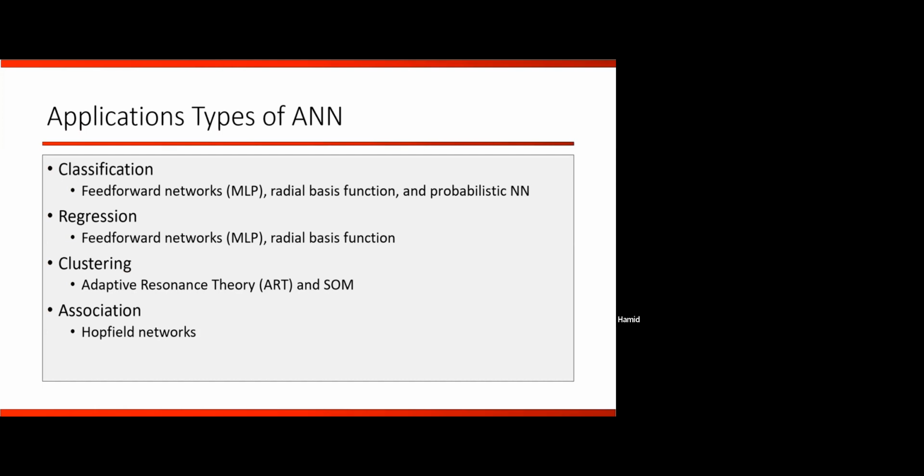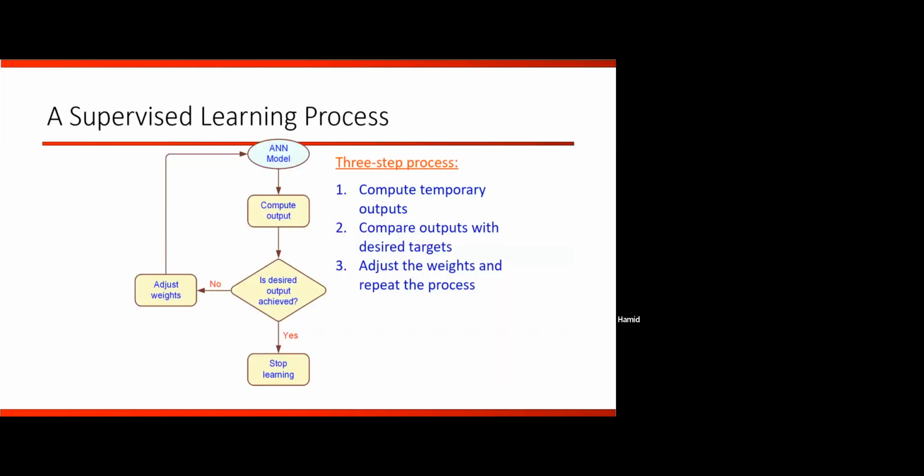Yeah, these are different applications of artificial neural network. Again, artificial neural network just means you have one hidden layer. So if you have more than that, you have deep learning. So classification, regression, clustering, even association. So there's a wide variety of applications where you can employ artificial neural network.